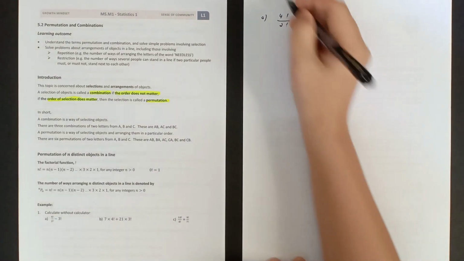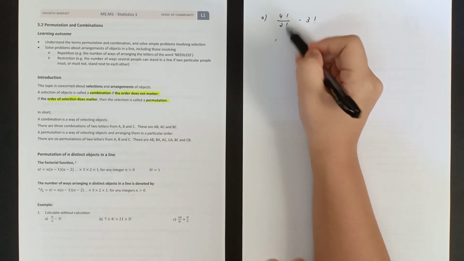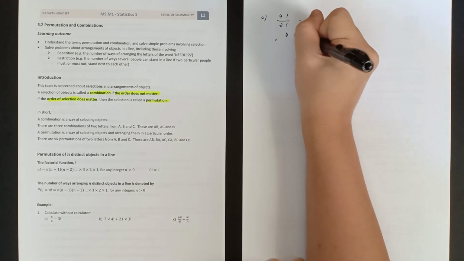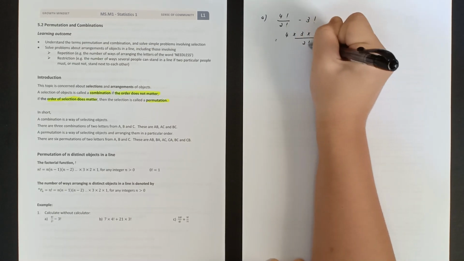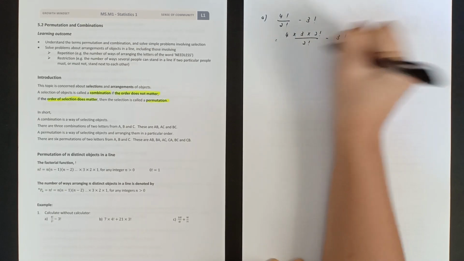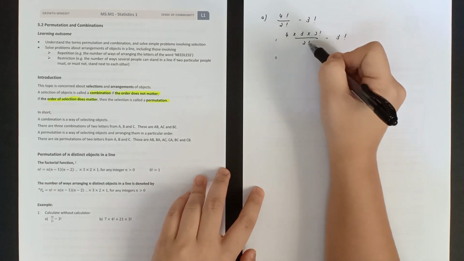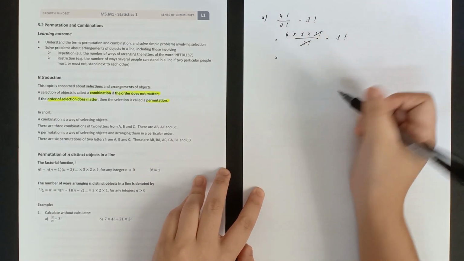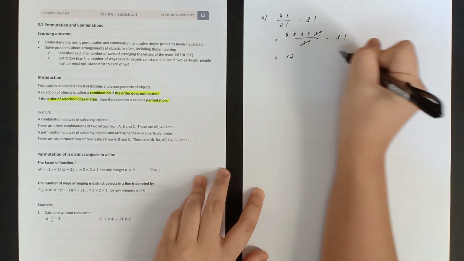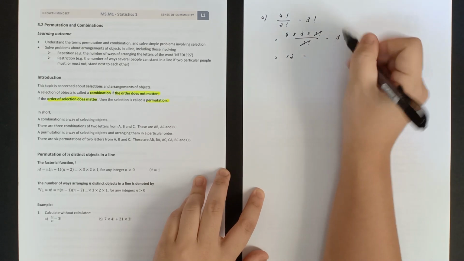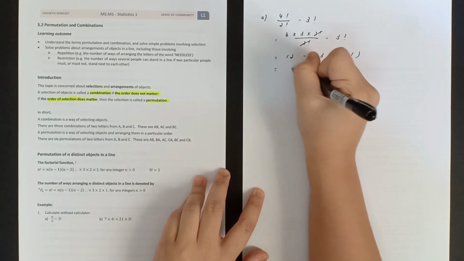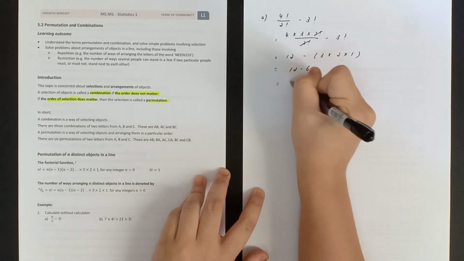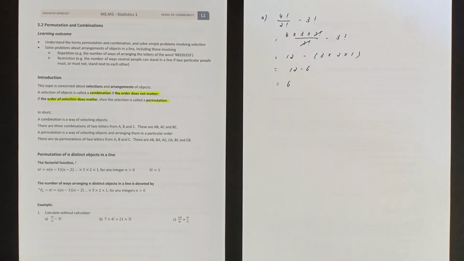Okay, so same thing. If you know that later you are going to simplify this, then what you can do is 4 times 3 times 2 factorial divided by 2 factorial times minus 3 factorial. Okay, so 2 factorial, 2 factorial. Then you can cancel out, 4 times 3, you get 12. Then minus, this one is basically 3 times 2 times 1, right? So 12 minus 6, then you will be getting 6. Okay, that's settled for A.